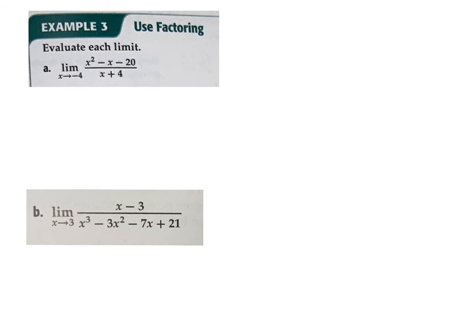All right, and so for this first one, they want us to plug in a -4. What's the problem? We got a 0 on the bottom. So here's what I'm going to do. I am going to factor. Let's look at this individually. Let's look at the top and factor it. Factors of 20 that subtract to give me 1. Everybody see that? -5 and +4, right? That adds to give me -1. Multiplies to give me -20.